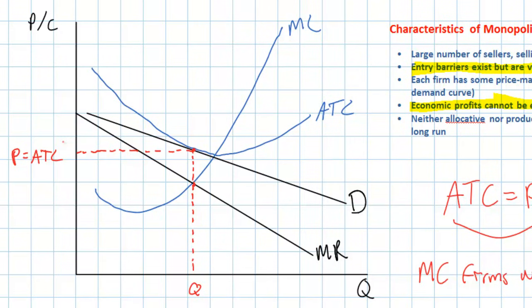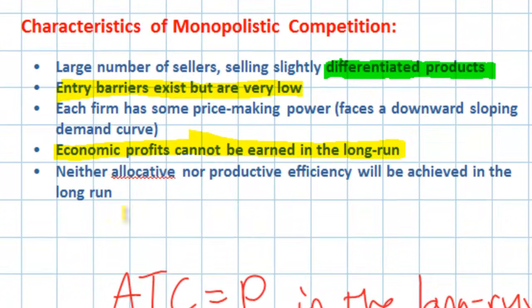Each firm is breaking even. There are no additional economic profits that can be earned. Therefore, new firms will not enter. So the next question is, are these firms efficient? We need to look at the graph very carefully to prove that neither allocative nor productive efficiency will be achieved by monopolistically competitive firms in the long run.